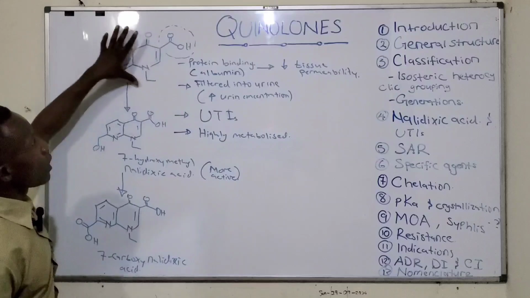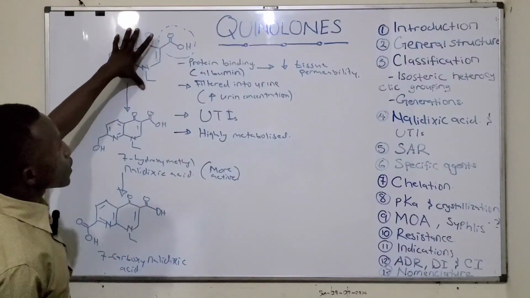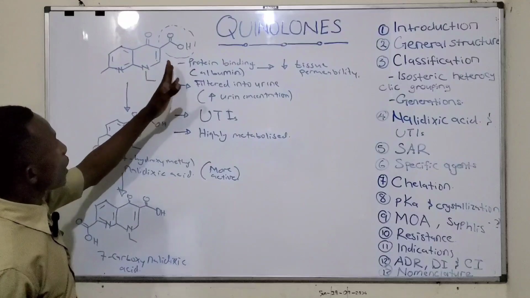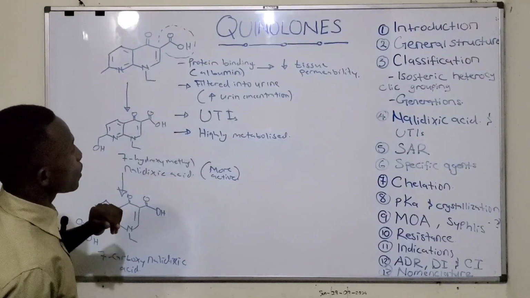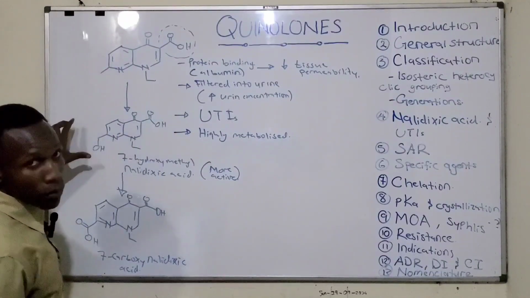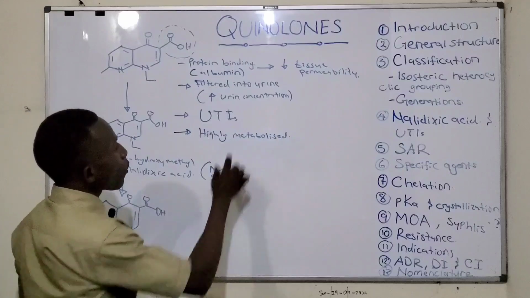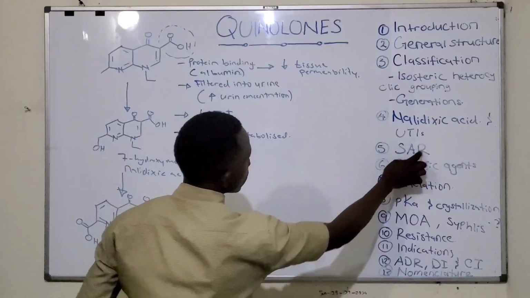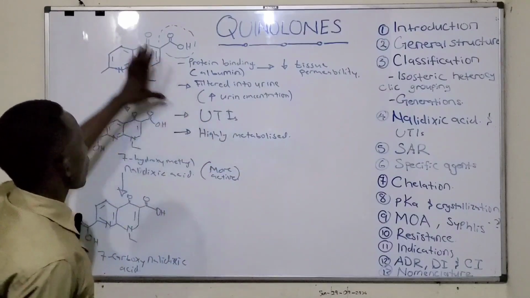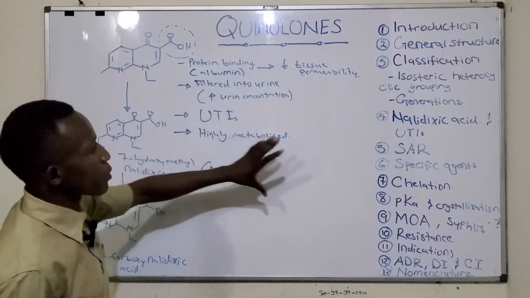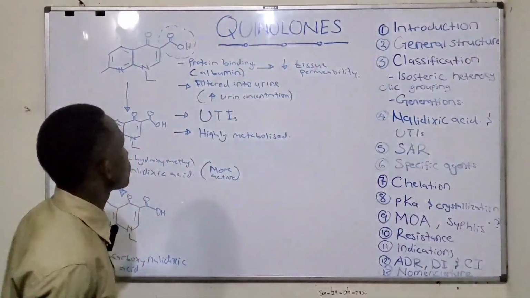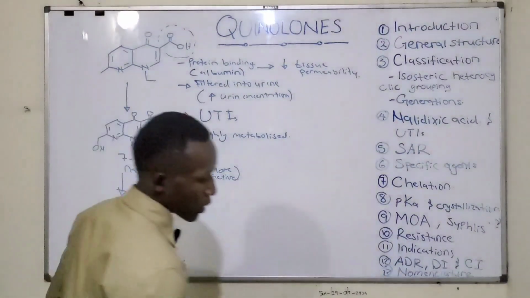We are going to see, because this was the first quinolone and had all these limitations and the others we saw previously, how was it improved to make other quinolones? Here in SAR, we are going to see how this was improved to produce the other quinolones which have better activities. Let's see the SAR.